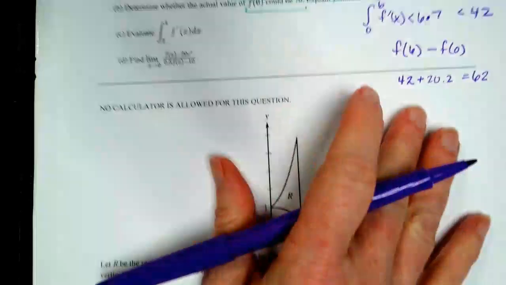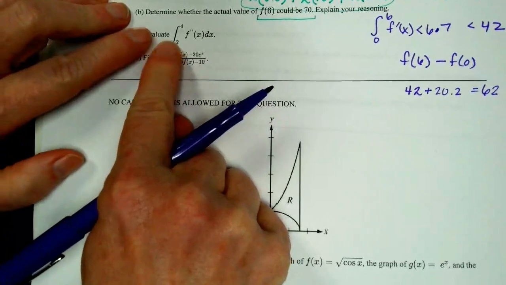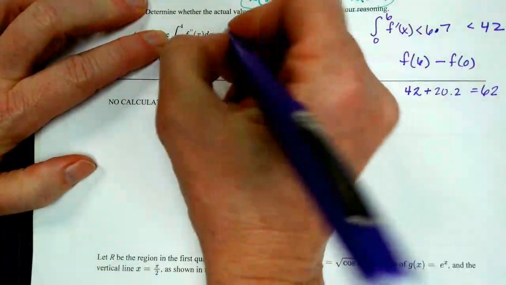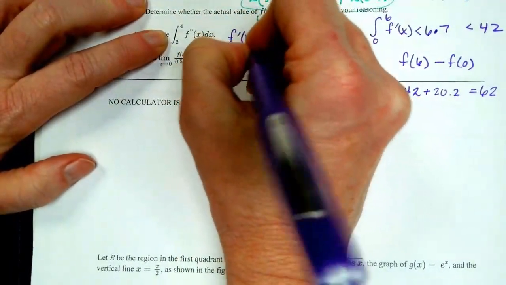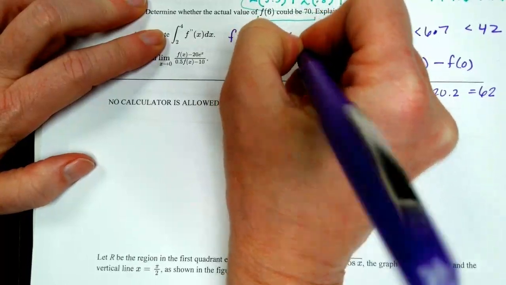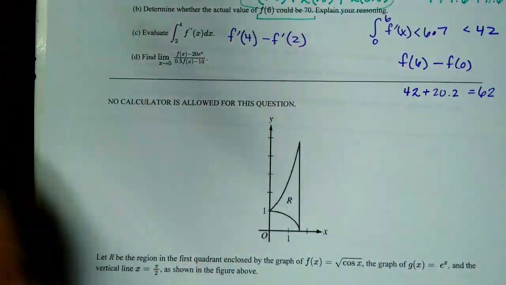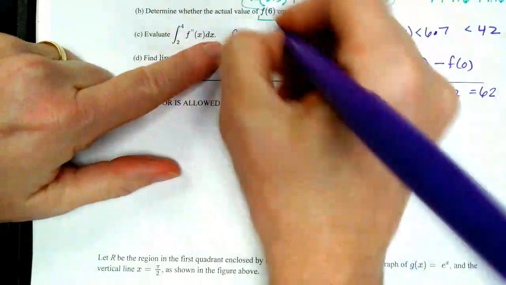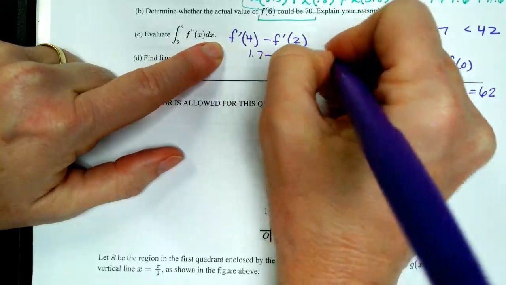So let's look at C. This is an antiderivative. So the fundamental theorem of calculus says, if I take the antiderivative of f double prime, that gives f prime. And that would be f prime of 4 minus f prime of 2. And 4 and 2 are right here. So you were correct. A lot of you got that one right, actually. So then you just pull the values off. It'd be 1.7 minus 2, which is negative 0.3.